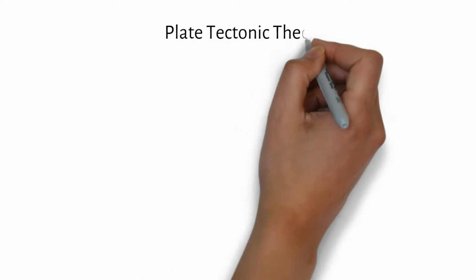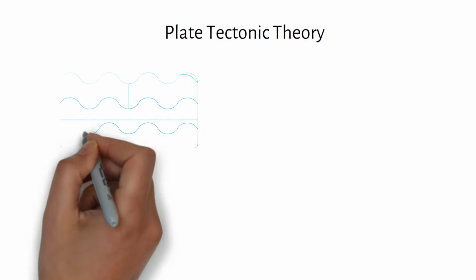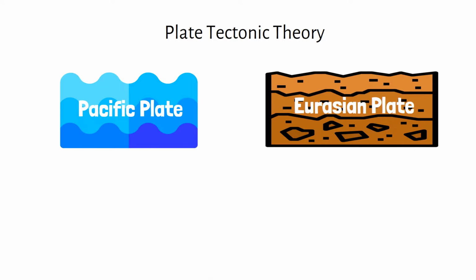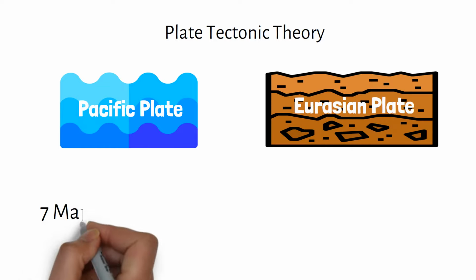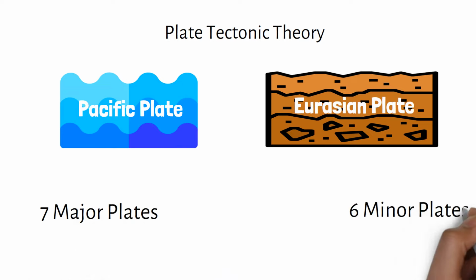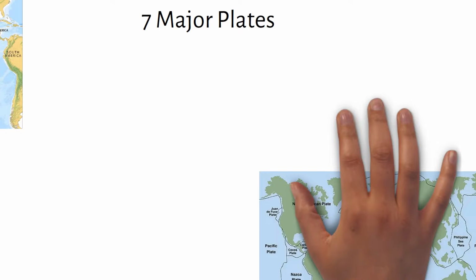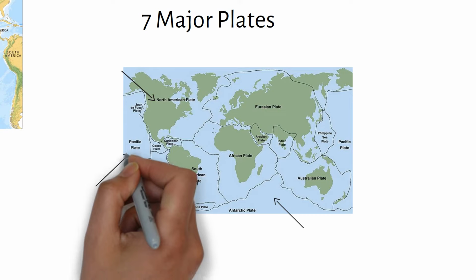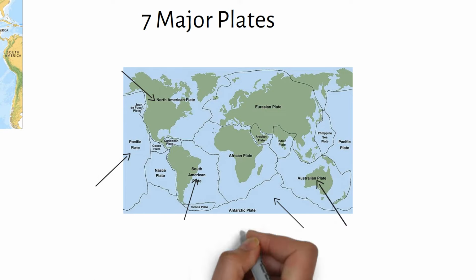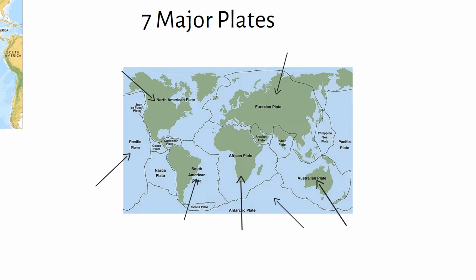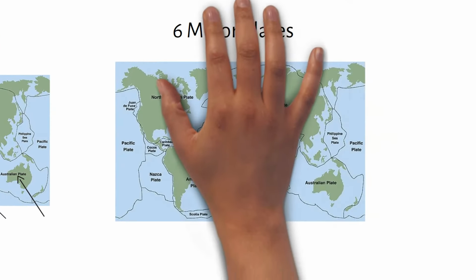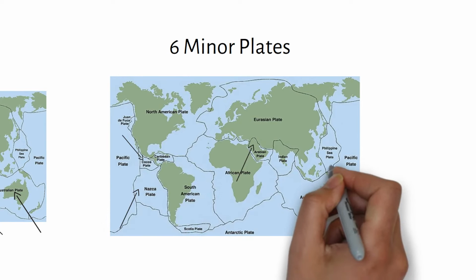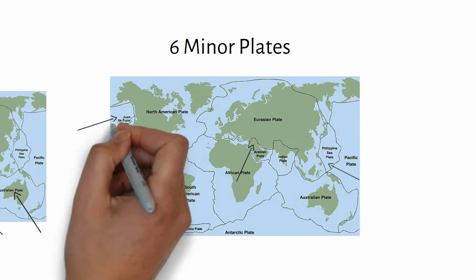What is the plate tectonic theory? Pacific plate is oceanic plate, while Eurasian plate is continental. The theory states that the crust is divided into 7 major and some minor plates. Now, which are the 7 major plates? Antarctica, North American, South American, Pacific, India-Australia-New Zealand, Africa, and Eurasia. Minor plates. These are Cocos Plate, Nazca Plate, Arabian, Philippine, Caroline, and Fuji.